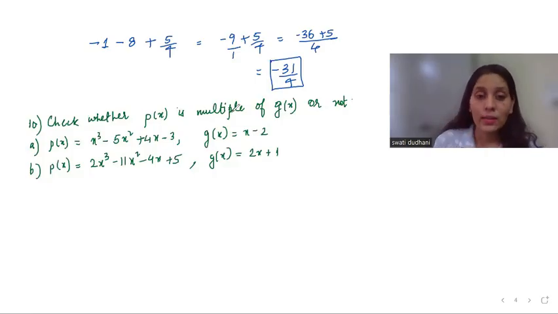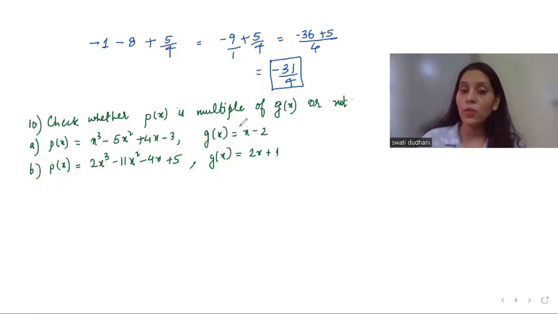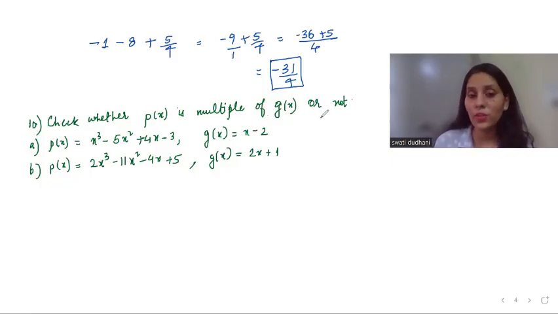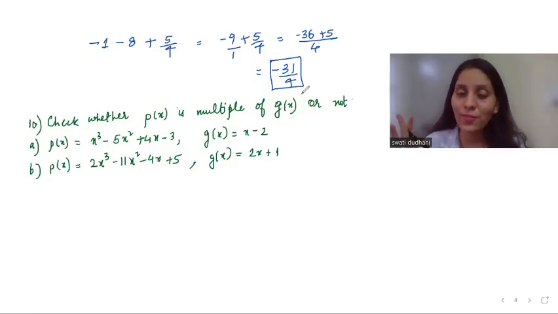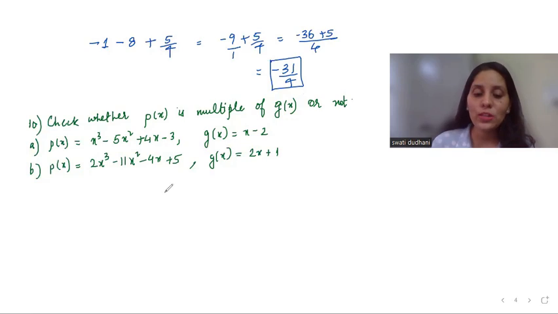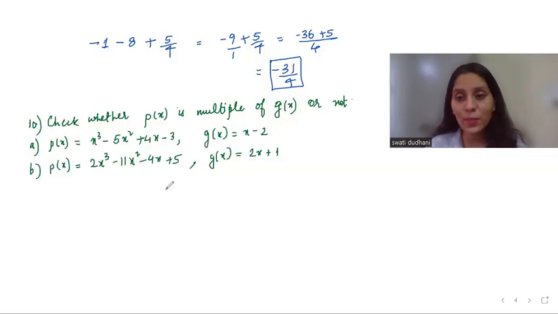Next one. Check whether P of x is a multiple of g of x or not. So when do we say that it's a multiple? If we get a remainder to be 0, only then we say that it's a multiple or a factor. So first, here we'll use the remainder theorem. In remainder theorem, I've discussed in my previous video that we just have 2 steps.